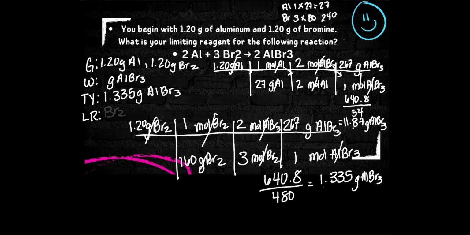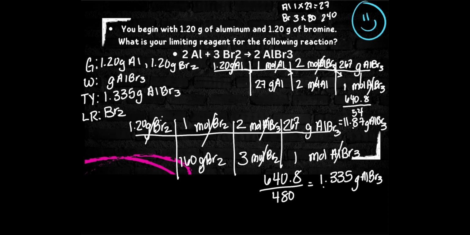You want to go back to the smallest value that you had, which is that 1.335, and go back to the given. That given element is going to be your limiting reagent. The element that we started with to get that small number was Br2. That is the reactant that we used to get our theoretical yield, which is now considered our limiting reactant.